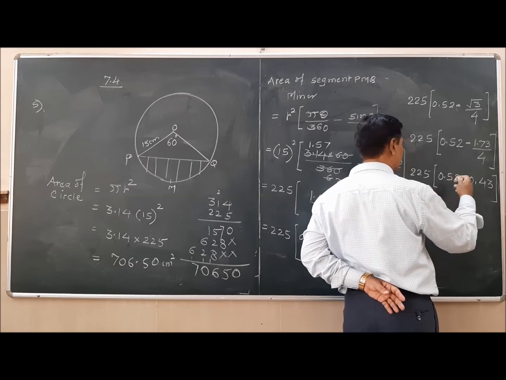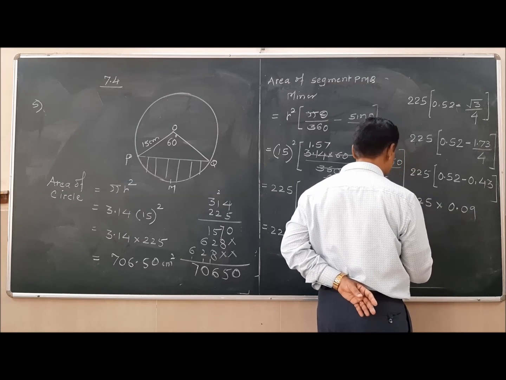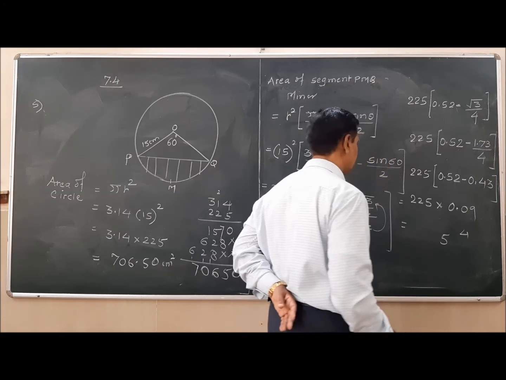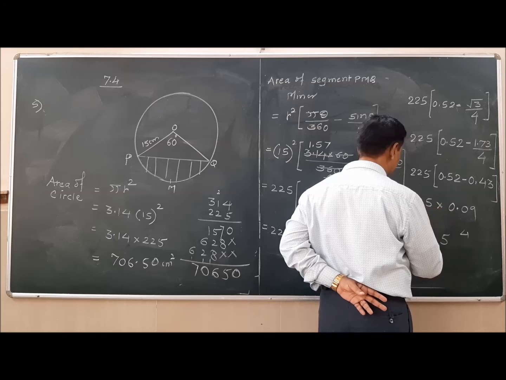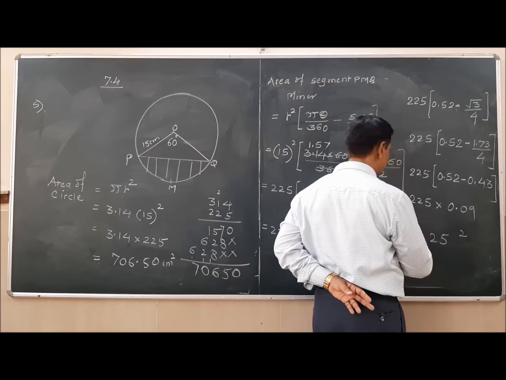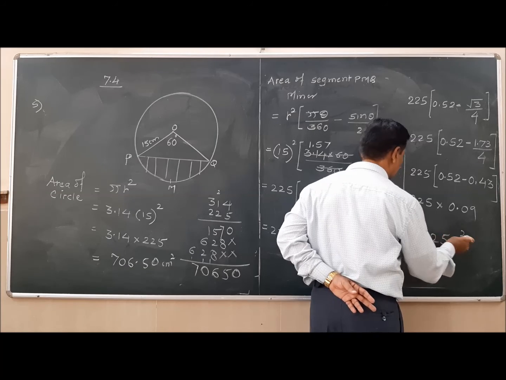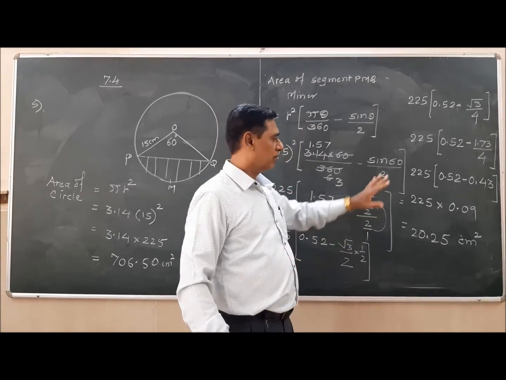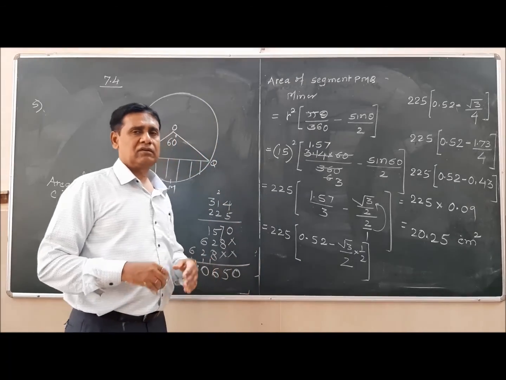The difference between 0.52 and 0.43 is 0.09. So 9 5s are 45, 9 2s are 18, 18 plus 4 is 22, 9 2s are 18 plus 2 is 20. So you get the answer 20.25. What is this? The area of the minor segment. Now, as I explained earlier, we have to calculate the major segment also.